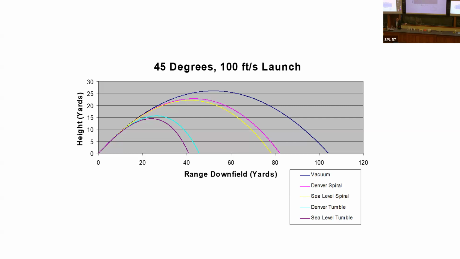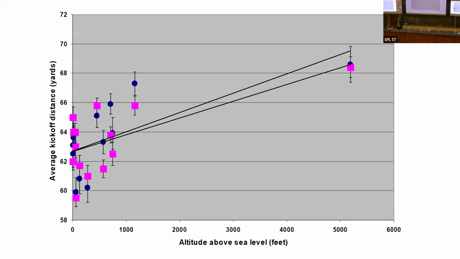So if we now look at the maximum, oh, by the way, here is what I get if I throw the ball, same angle, same speed, and I get that same difference here as well. So let's now look at the average kickoff distance versus altitude above sea level. The two different colors are just two different years. But what we see is that as I move from Foxborough out to Denver, I see a noticeable increase.